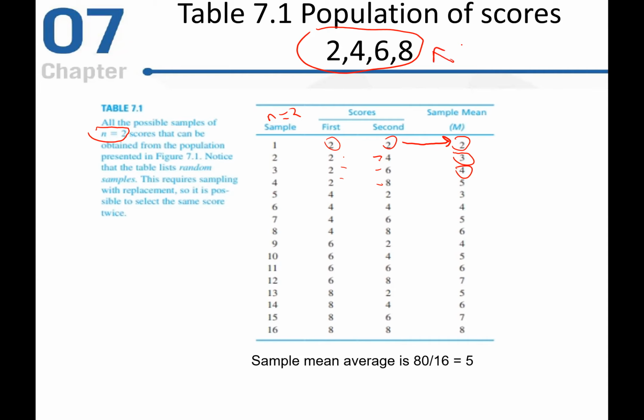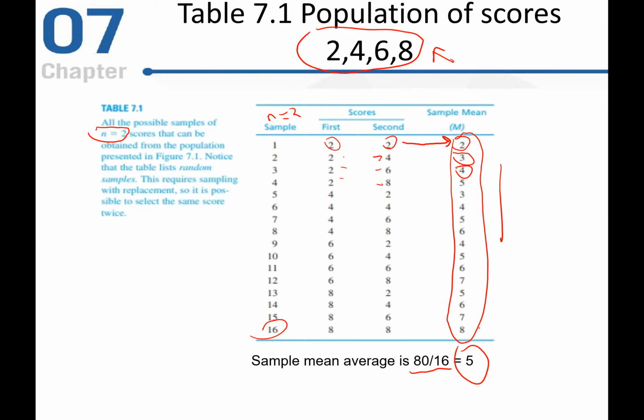All right, so if I average out all those samples, I added up all the sample means, and then I divided by the number of samples. So it would be 80 divided by 16, which is the number of samples that we have. We have 16 samples. All of the sample means added up is 80. So 80 divided by 16 is 5.